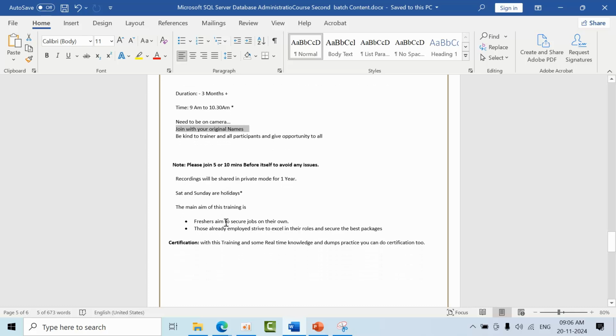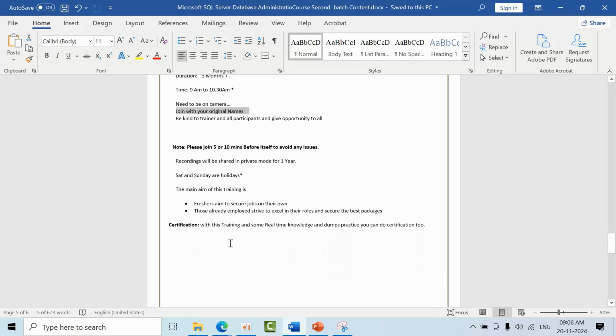Generally, most trainers will complete in 30 or 45 days, but for me, I kept 3 months or 3 months plus only. Why? Because freshers have to crack the job on their own without depending on any proxy. Nowadays proxies are very difficult.